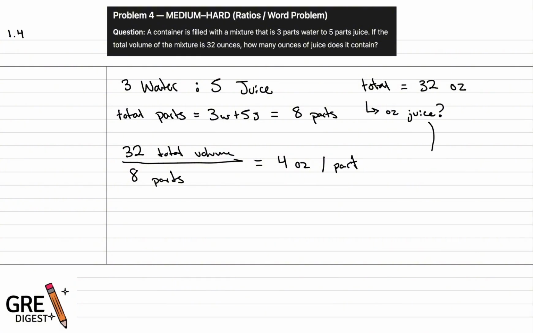So now to bring back in our juice here, we know that we have 5 parts of juice. So 5 juice times 4 ounces per part is going to give us 20 ounces of juice.